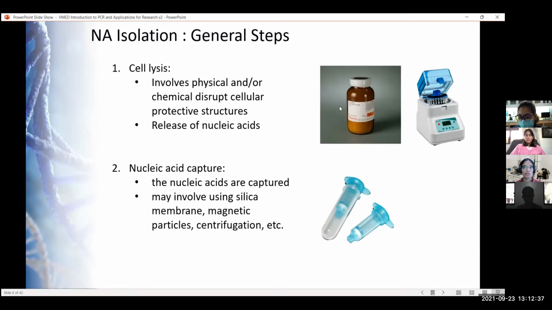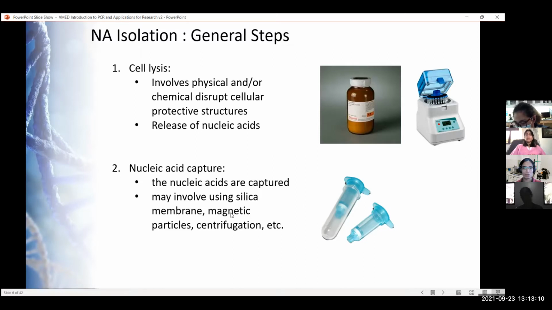Okay. So next, after you release the nucleic acids, you need to capture them or separate them from the rest of the cellular components or the rest of the samples that you don't need. So the second step is nucleic acid capture, where the DNA or RNA are captured. So this may involve using silica membranes, such as this one. If you can see here, this is a spin column. The white part is the silica membrane, which has a natural affinity for DNA and RNA. So para siyang magnet. So dyan dumidikit yung DNA or RNA.